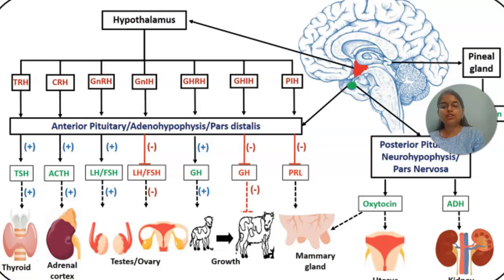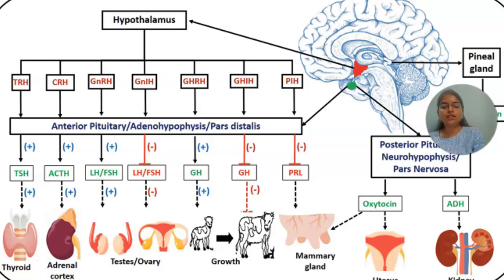Then the posterior pituitary, as I already told, does not secrete or synthesize any hormone, but it stores and releases the hormone from the hypothalamus. So it releases two hormones. First one is oxytocin and the second one is ADH or antidiuretic hormone, which is also known as vasopressin.